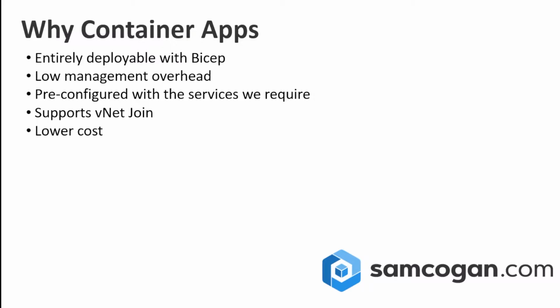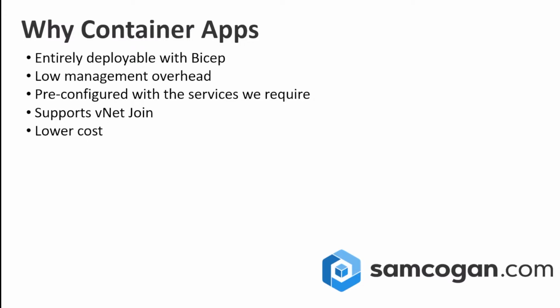Whereas with ACA, you actually deploy the containers onto the cluster using Bicep, and everything else like ingress and so on is built in for you. So we can deploy the entire service using Bicep. As I mentioned, it's got lower management overhead. We don't have to do Kubernetes updates and that sort of stuff. It's done for us.